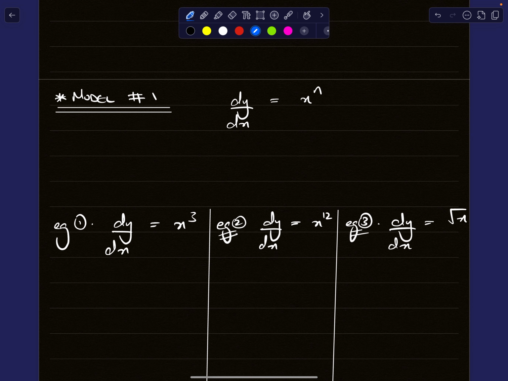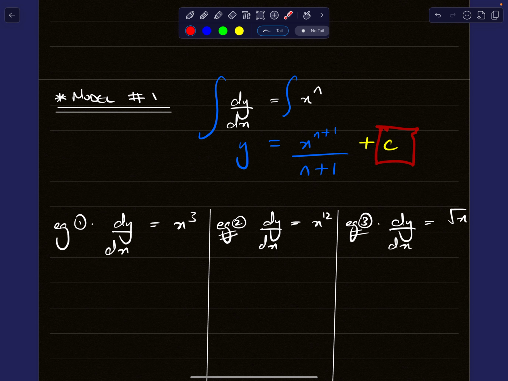So the generalized integration would be, first of all, put the integration sign, and the equation of the curve turns out to be: increase the power by 1 and divide by the increased power. And to retain the place value of the constant that was dropped during differentiation, we put a C. If there was no constant dropped, the value of C would turn out to be 0. But usually there is a constant.